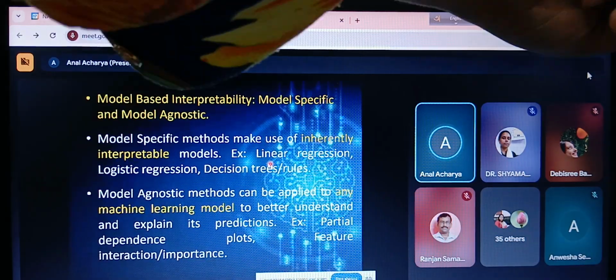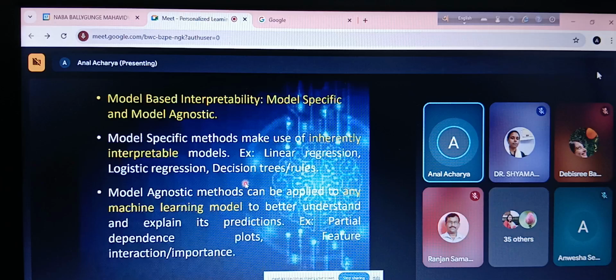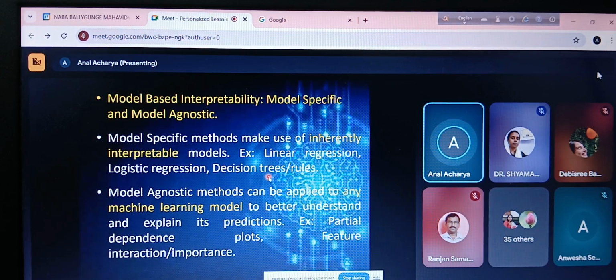So the relationship is basically y equal to 2x. Let us say this is the relationship. This is an example of linear regression. Then we have something called logistic regression. Logistic regression is an advancement of linear regression. Then of course there are other algorithms like decision tree. Then we have decision rules and so on.